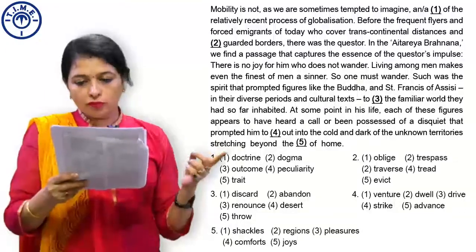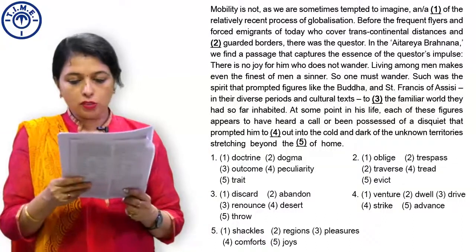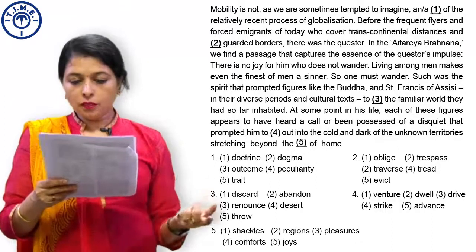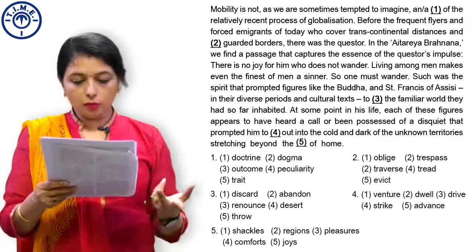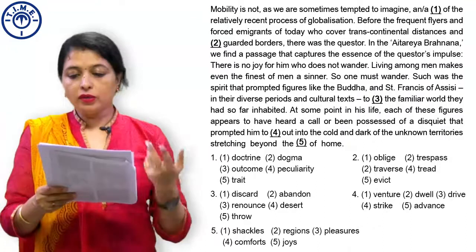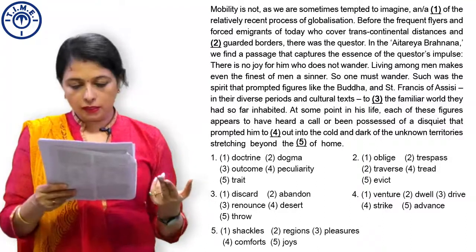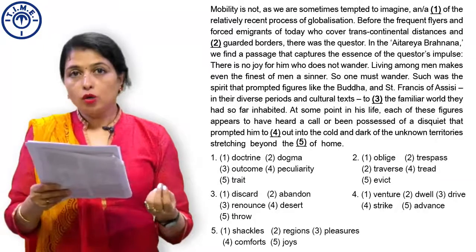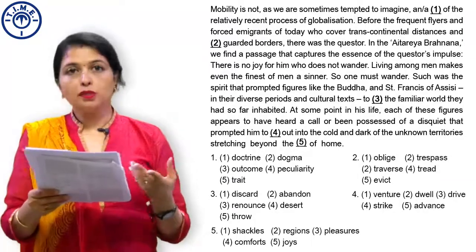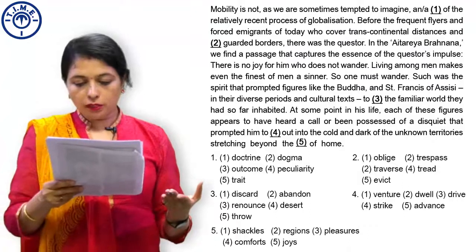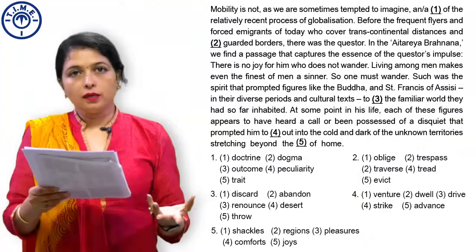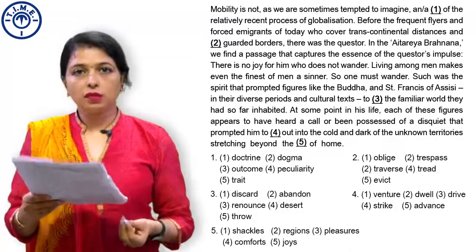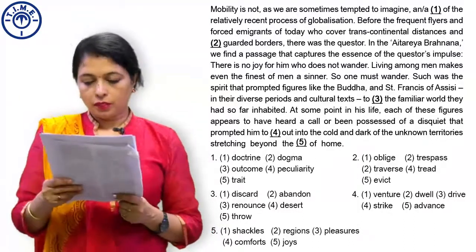So, the first blank has the words doctrine, dogma, outcome, peculiarity and trait. Now, since the paragraph is about mobility, the only word that is suitable for the blank is outcome. Mobility cannot be a doctrine, it cannot be a dogma, it cannot be a peculiarity or a trait, and therefore, the word outcome as given in choice number 3 is our best bet.